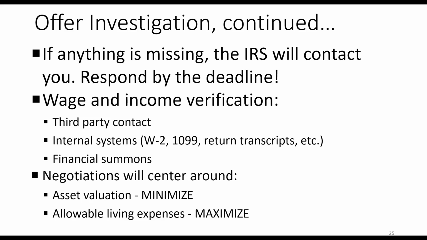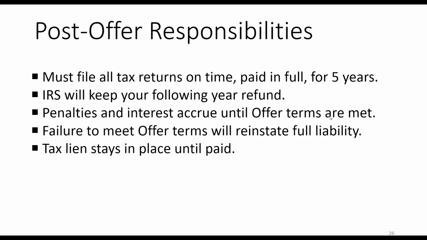Wage and income verification, they will do third-party contact. They will look at their internal transcripts. They will do financial summons to the bank, to employers, and gather the information. And then negotiations will always center around asset valuation and expenses. Generally, they don't usually question income too much, but they can look at that. But the asset valuation is going to be probably the biggest thing that they have to do. Next slide.